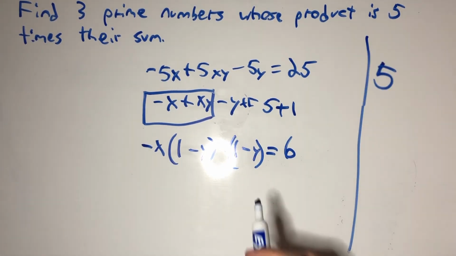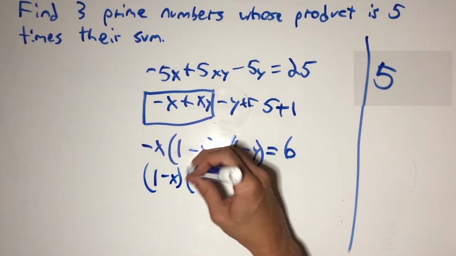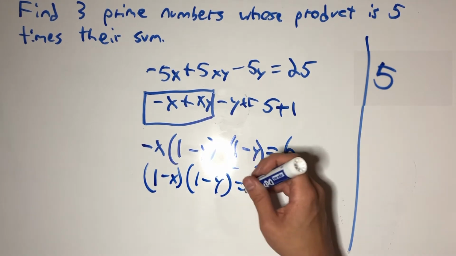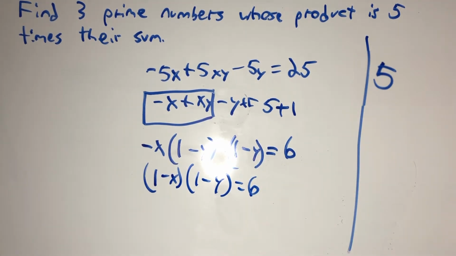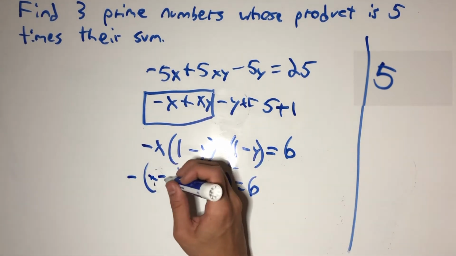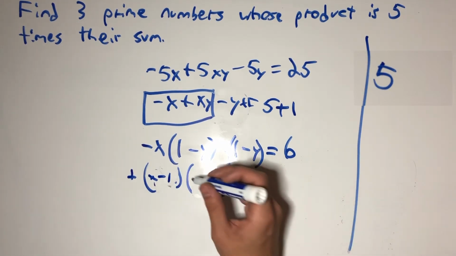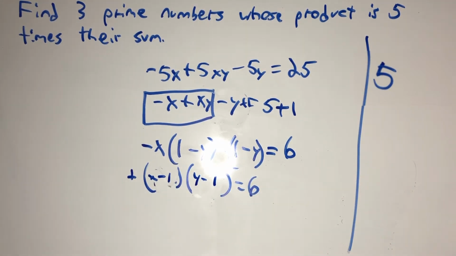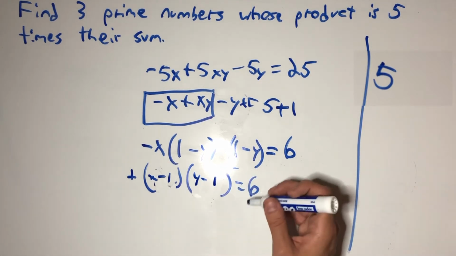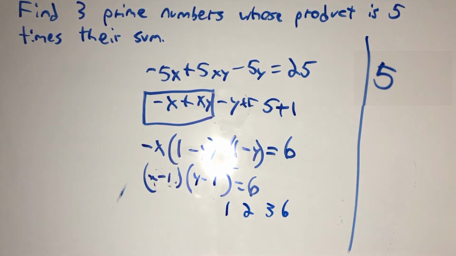So now we can factor by grouping to get that 1 minus x times 1 minus y equals 6. Now, I'm just going to factor out a negative 1 here to get x minus 1, and then factor a negative here to make that positive again, to make this y minus 1, so that it will come out nicer. So, we know the factors of 6 are 1, 2, 3, and 6. So, one of these must be 1 and one of these must be 6, or one of these is 2 and one of these is 3.